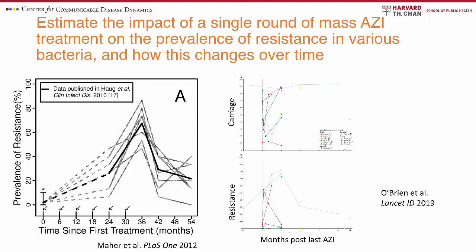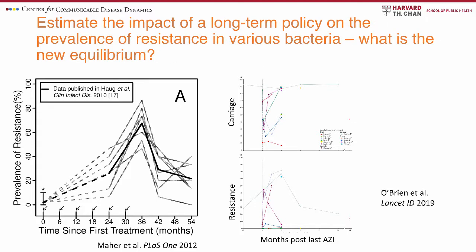This has been done nicely for Streptococcus pneumoniae, as shown in a single study in multiple sites on the left, and on the right in a recent review of multiple studies. You can see a lot of variation even within the same study and certainly between studies, and so understanding the sources of these variations will be essential to doing a more comprehensive modeling approach.